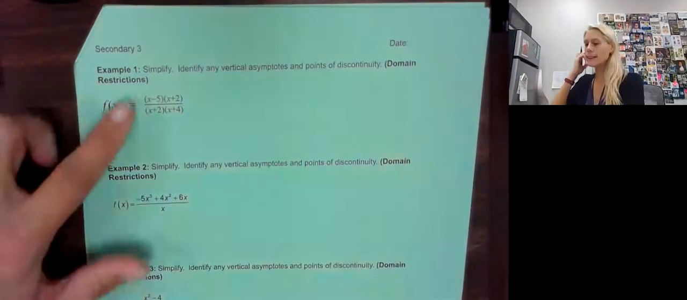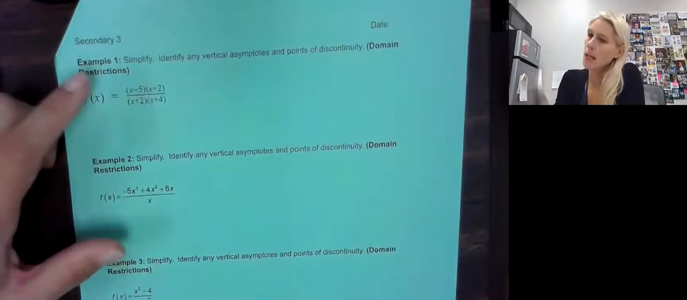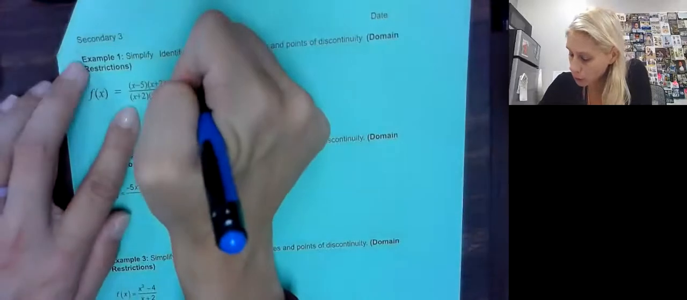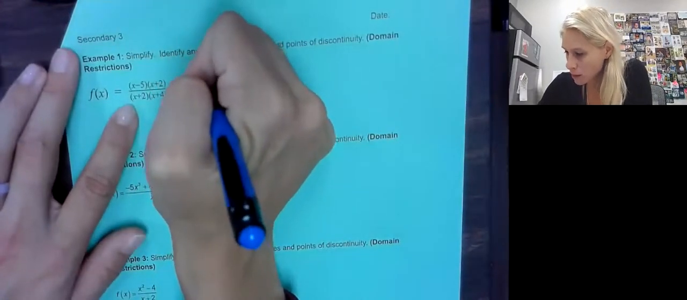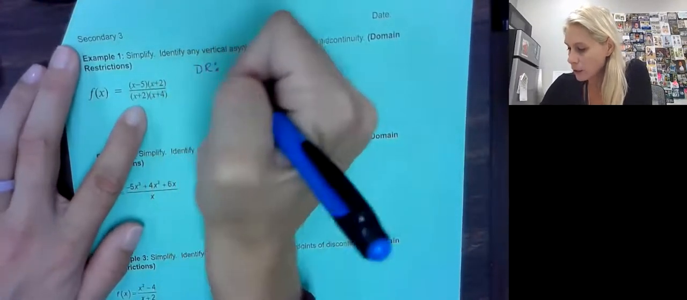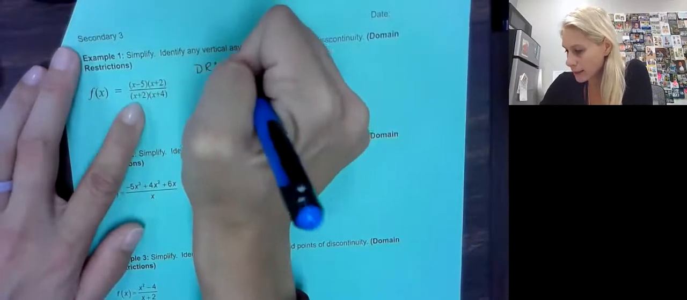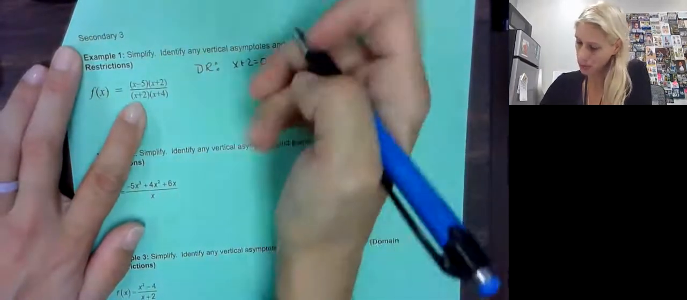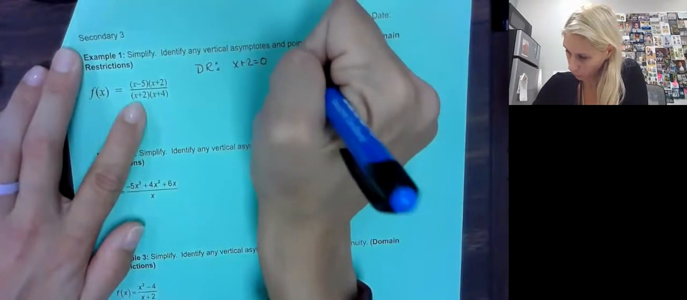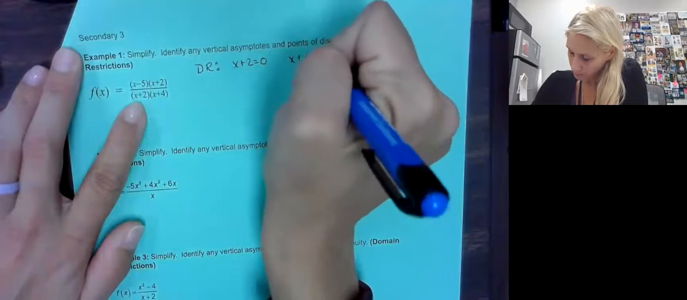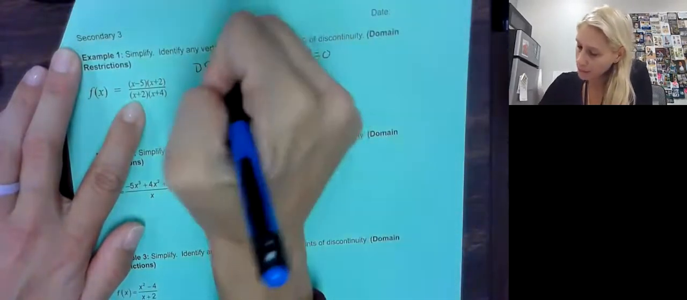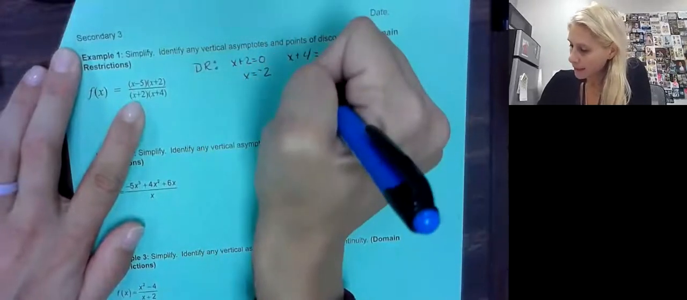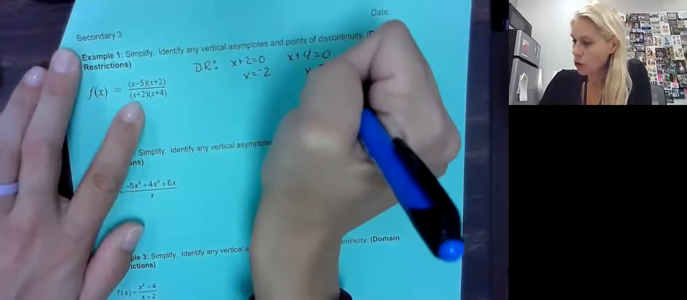Example 1 here, as you can see, is already factored for us. Sometimes we'll run into that if we're lucky, right? So let's talk about the domain restrictions first. Remember, it's whatever is in our denominator, and we're going to set that equal to 0. So x plus 2 equals 0 and x plus 4 equals 0. So when we solve this, we get x equals -2 and x equals -4. Those are our domain restrictions.